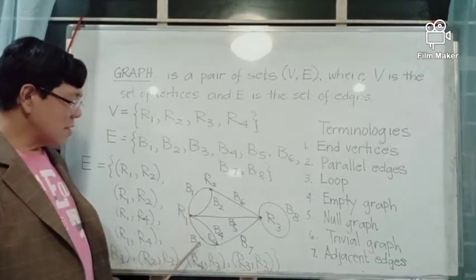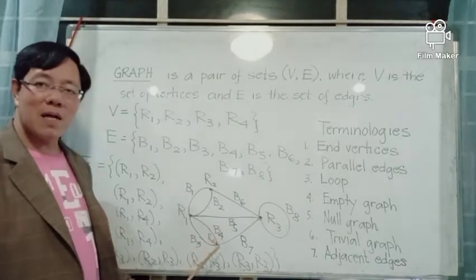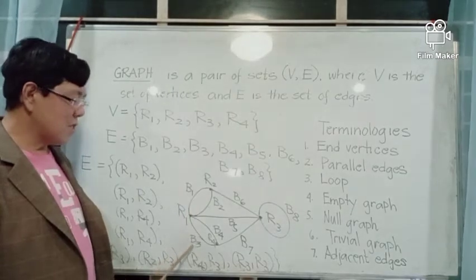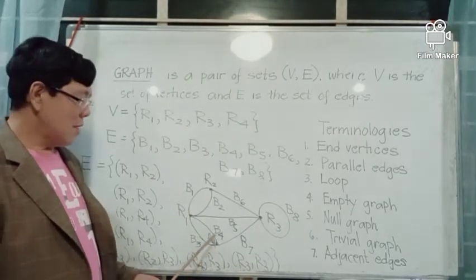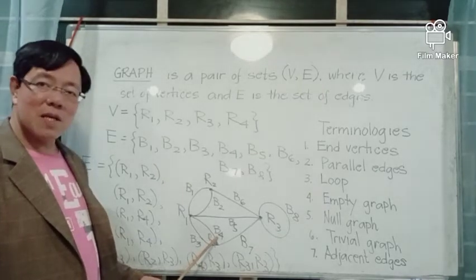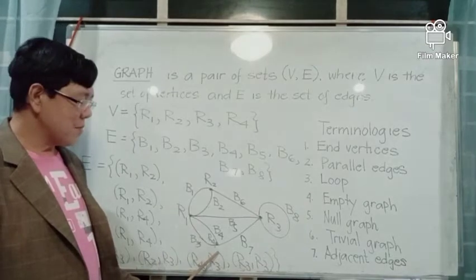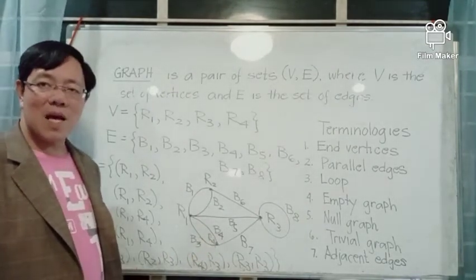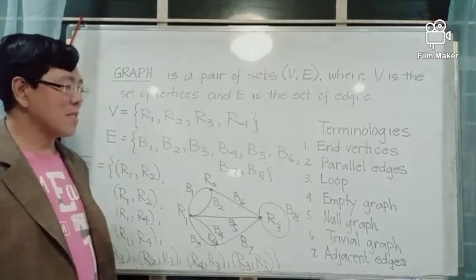Similarly, the edges B3 and B4 are parallel edges. The end vertices of edge B3 are R1 and R4. The end vertices of edge B4 are R1 and R4. Therefore, edge B3 and edge B4 are parallel edges because they have the same end vertices.